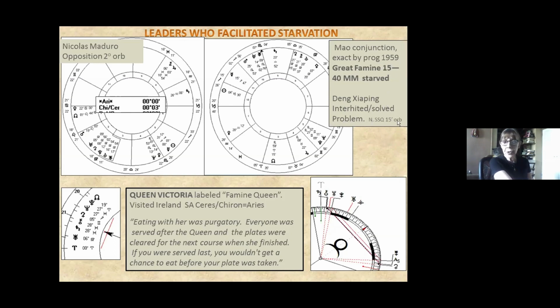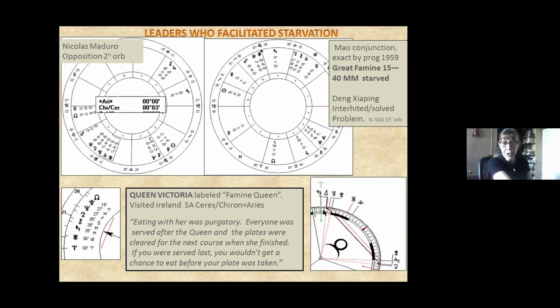He had the natal semi-square. We're not looking at him here, but you'll take my word for it. Now, Queen Victoria was labeled the famine queen, and you can see the Ceres Chiron here. Well, there's funny stories about her eating, but let's do the famine thing first.